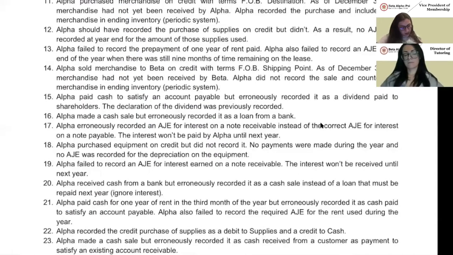Number 14, Alpha sold merchandise to Beta on credit with the terms FOB shipping point. As of December 31st, the merchandise had not been received by Beta. They did not record the sale, and they counted it in ending inventory. So just because they haven't received it yet doesn't mean anything because it's FOB shipping point. They shipped it, so they can record it. So they did not record the sale and they counted it in their ending inventory. They should have recorded the sale because they shipped it with the terms FOB shipping point. They also should have taken it out of their ending inventory.